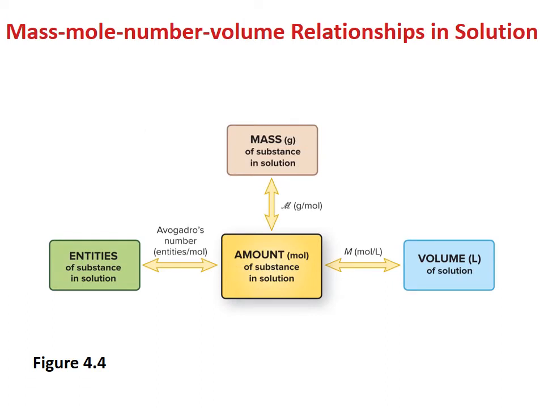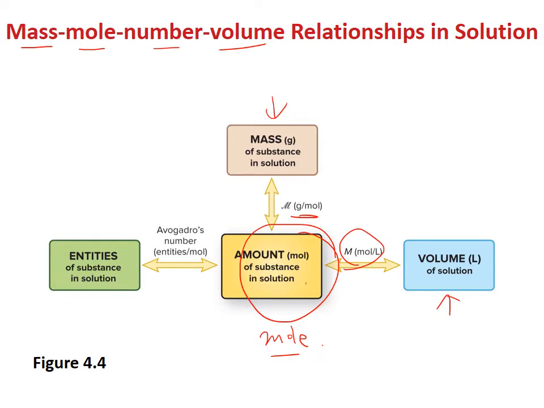Here shows the relationships in solution between mass, moles, number of entities, and the volume. And you can see the center is the number of moles. Suppose we know grams, we can convert to moles using molar mass. And with moles, we can calculate the volume of the solution, using the molarity we just introduced. And we can calculate the number of entities, the ions, for example, using Avogadro's number.